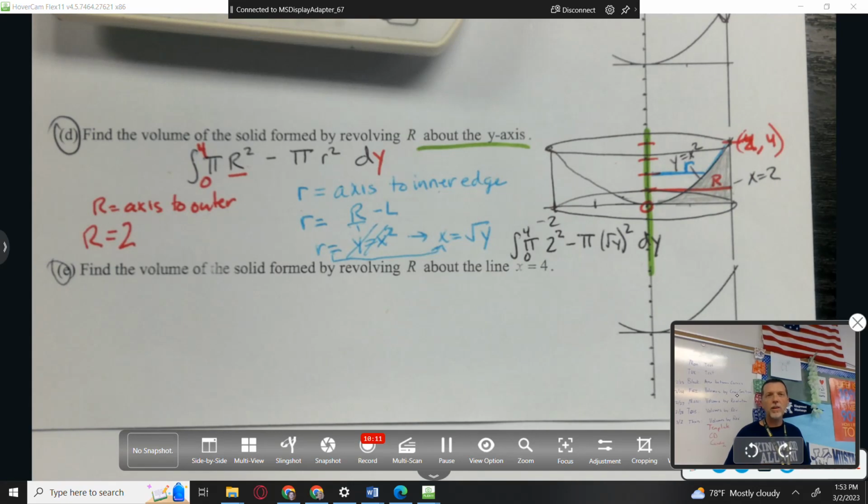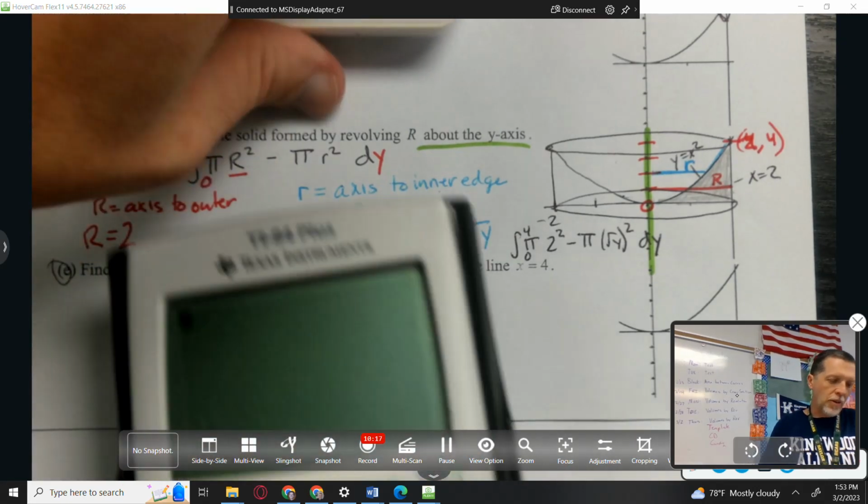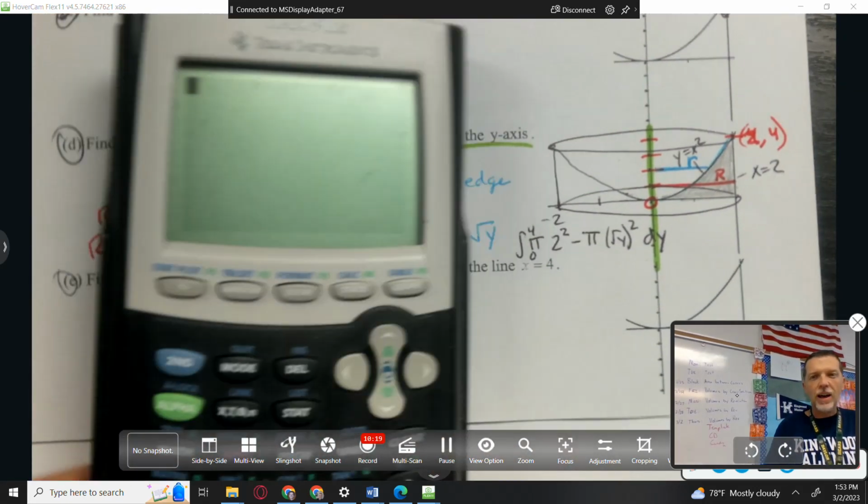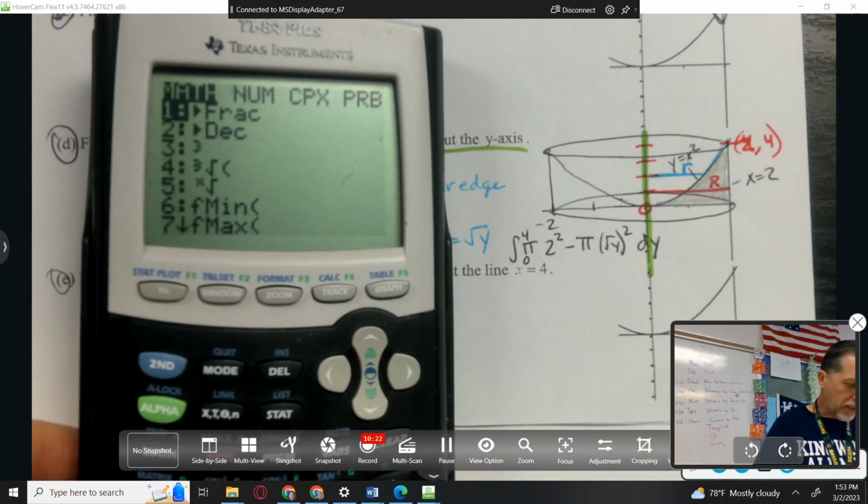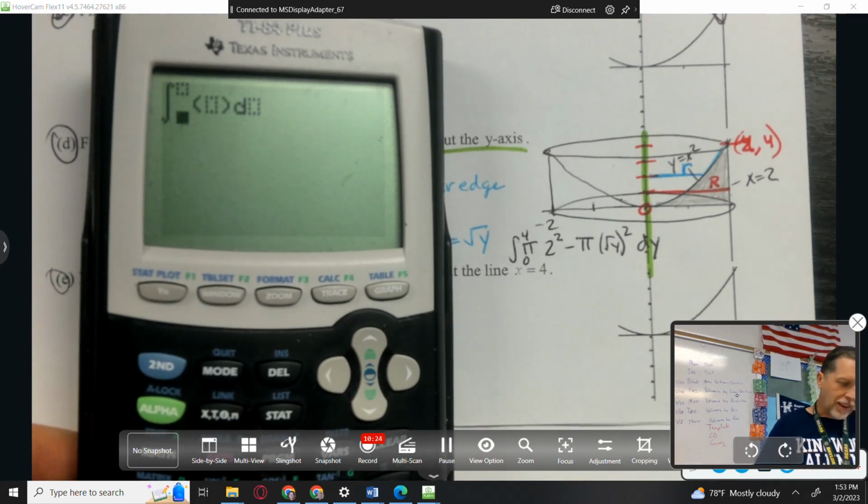Okay. Now it's ready for the calculator. But how? So, you mean how do you deal with the y's? Yeah. There's two ways to deal with the y's. You can actually type in y's on the calculator. You can? So I'll do it that way first because I think that way is the easiest to follow conceptually.